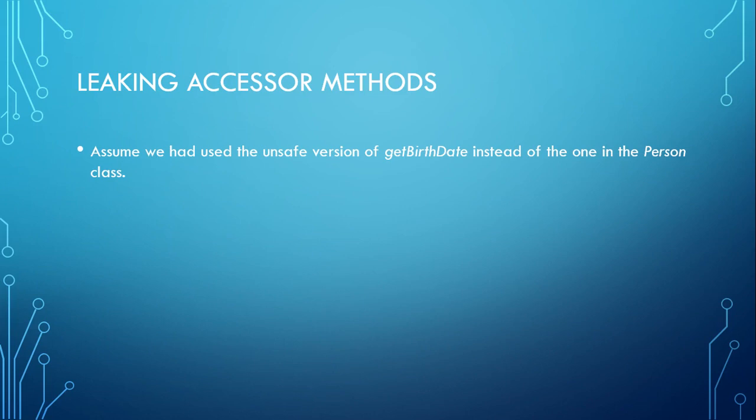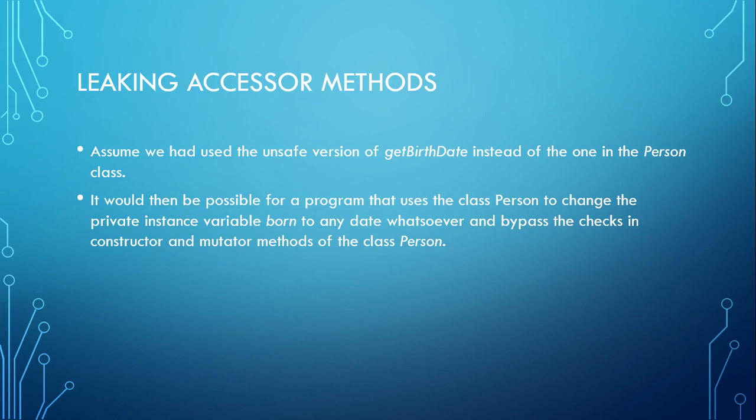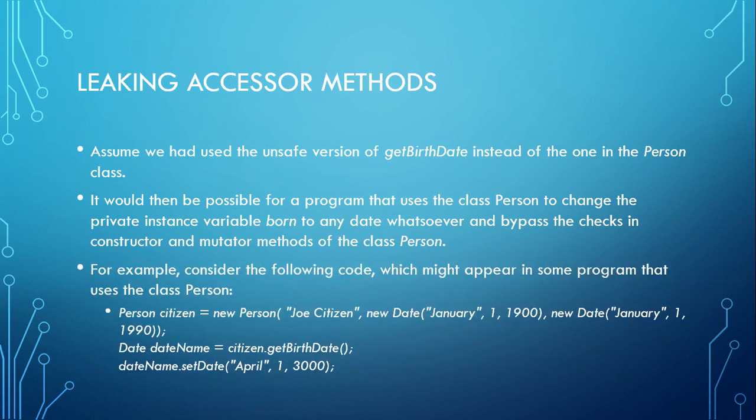Assume we use the unsafe version of getBirthDate instead of the one that's actually in the Person class. It would then be possible for a program that uses the class Person to change the private instance variable born to any date whatsoever and bypass the checks that are in the constructor and mutator methods of the class Person. For example, consider the following code, which might appear in some program that uses the class Person. Person citizen = new Person("Joe Citizen", new Date(January 1st, 1900), new Date(January 1st, 1990)); Date name = citizen.getBirthDate(); name.setDate(April 1st, 3000).